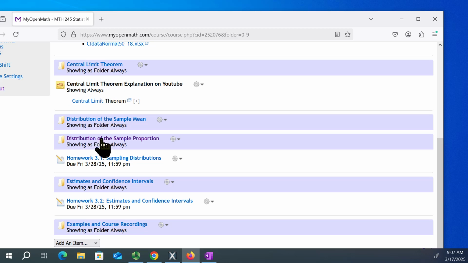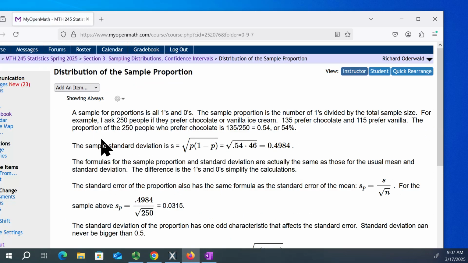Today, we're going to do distribution of the sample proportion. And this is very much like the sample mean. And this is what we did for confidence intervals.